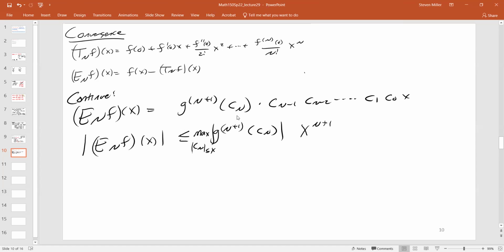So let's think about why that's true. The number of factors we have here is n plus 1. Because I start my counting at C0, from C0 to Cn minus 1, that's n factors, and I have one more for the x. So I have n plus 1 factors. And then I'm replacing the n plus first derivative with the maximum value over all choices that are at most x in absolute value.